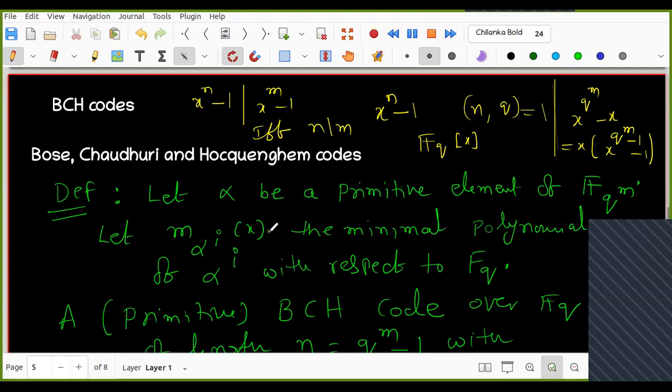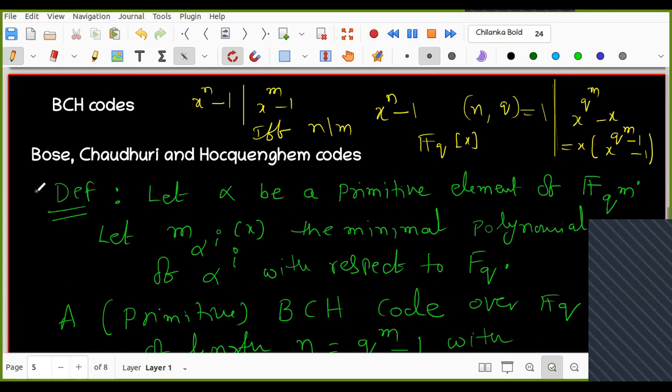But actually BCH codes are nothing but cyclic codes. The only difference in BCH codes is how we compute g(x). It is a divisor of x^n minus 1, but we choose g(x) in such a way that whatever distance you give me, I can construct a code whose distance is greater than or equal to d. That is the beautiful part and why this became famous.